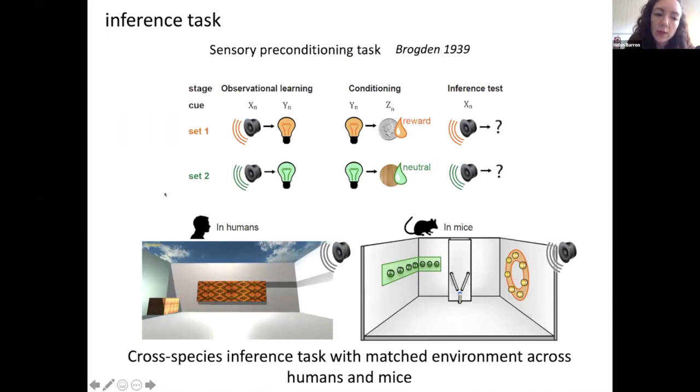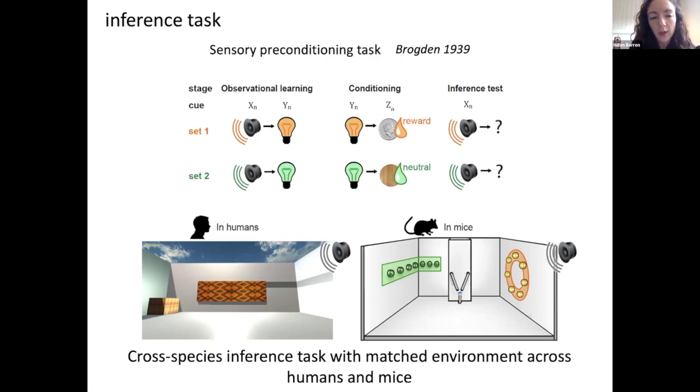And in humans, they're training in a virtual environment and the reward is monetary. Whereas in mice, they're getting a sucrose drop that's delivered to a dispenser, or a water drop if it's neutral. And I should say that in humans, it was a wood chip for the neutral outcome.